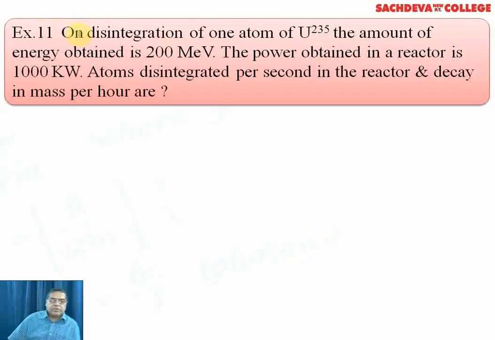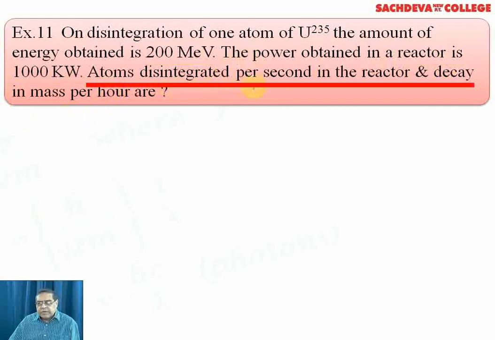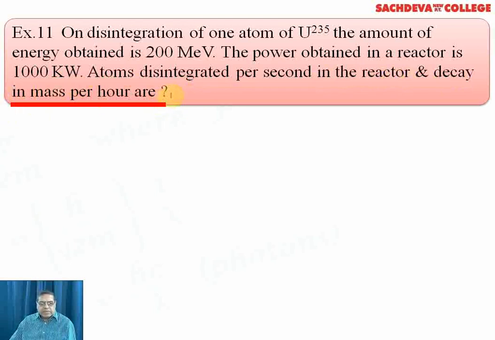Now in the 11th question, on disintegration of one uranium-235 atom, the amount of energy obtained is 200 MeV per atom. The power obtained in the reactor is 1000 kilowatts. We have to estimate the number of atoms disintegrated per second in the reactor and the decay in mass per hour, how much it will be.